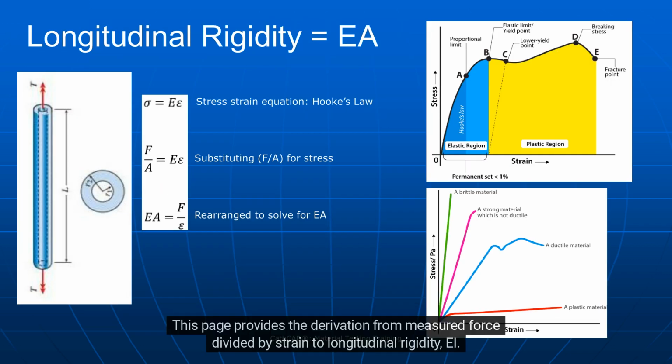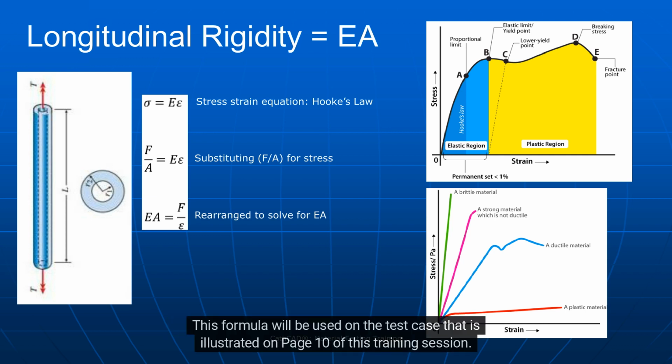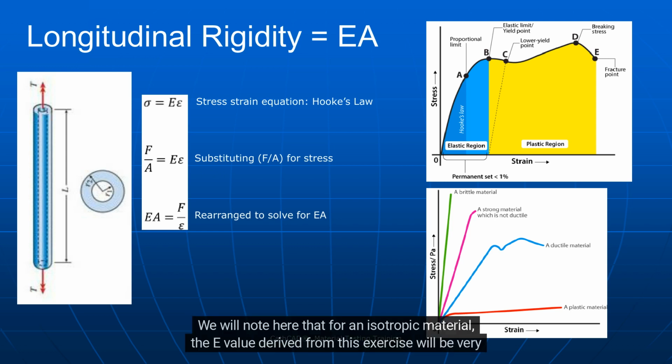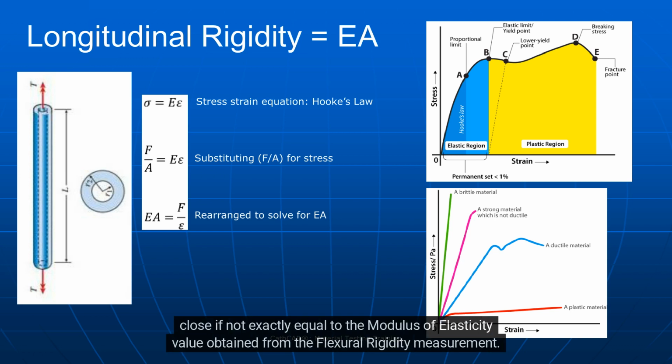This page provides the derivation from measured force divided by strain to longitudinal rigidity, EI. This formula will be used on the test case that is illustrated on page 10 of this training session. We will note here that for an isotropic material, the E value derived from this exercise will be very close, if not exactly equal, to the modulus of elasticity value obtained from the flexural rigidity measurement.